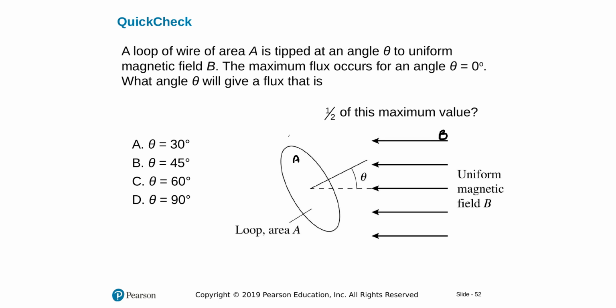The maximum flux occurs at angle 0, as we know, right? Phi maximum is B times A times cosine theta. If theta is 0, then cosine theta is 1, so this whole thing becomes 1. Then we have B times A, and that's the maximum flux. What angle theta gives a flux that is 1/2 of this maximum value?